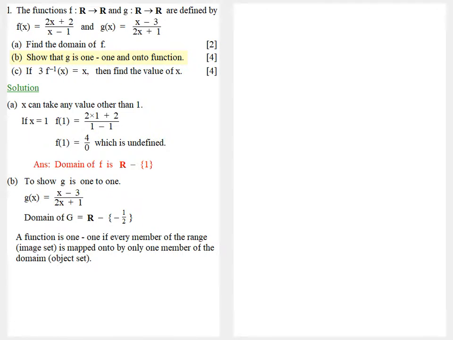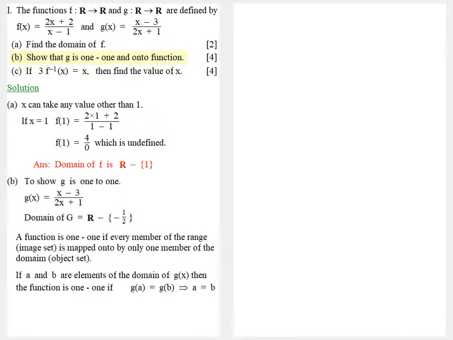Now, a function is 1-to-1 if every member of the range, the image set, is mapped onto by only one member of the domain, the object set. So, if a and b are elements of the domain of g of x, then the function is 1-to-1 if g of a being equal to g of b implies a equals b. So for our proof, let a and b be elements of the domain.